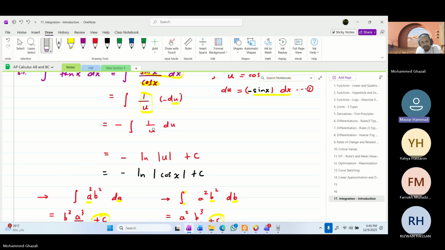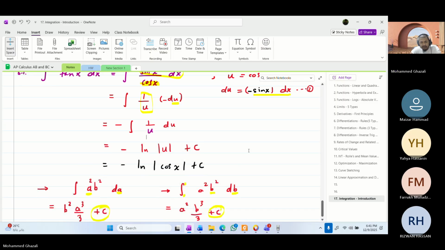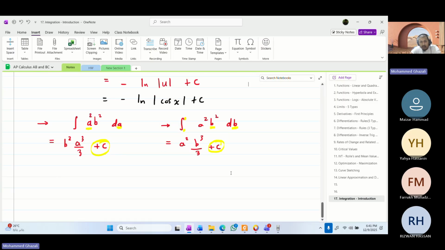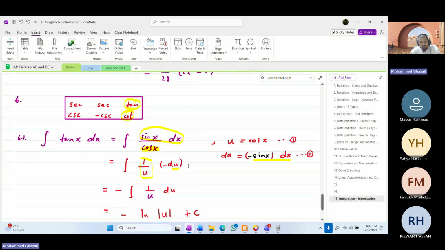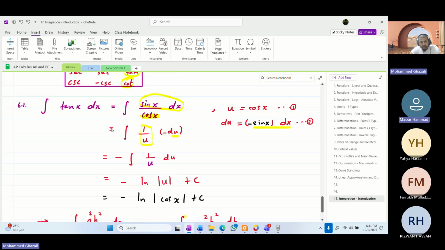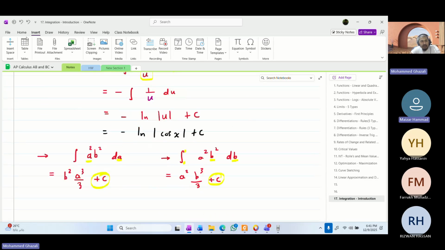Now, after this, the integral of 1 over u is ln u and then plus c, because it's an indefinite integral. That's why we're adding a plus c. Okay? You're going to explain it to me tomorrow in school.